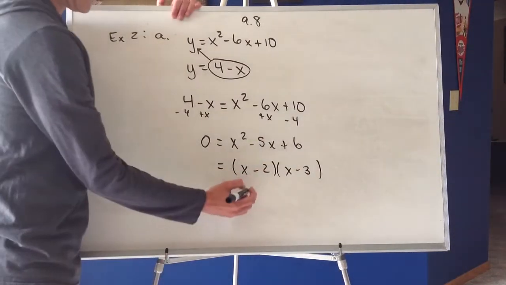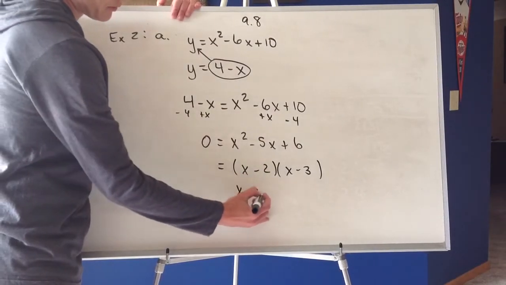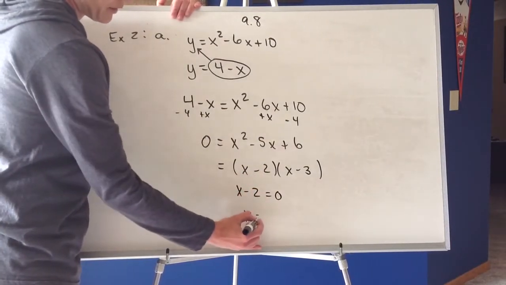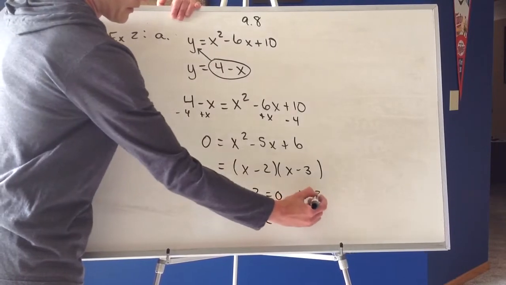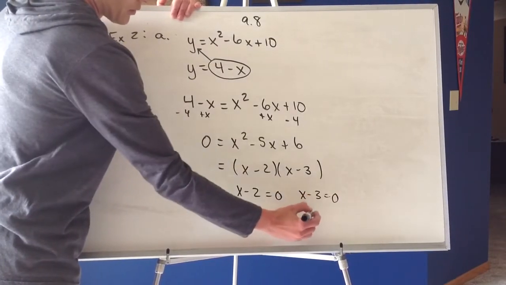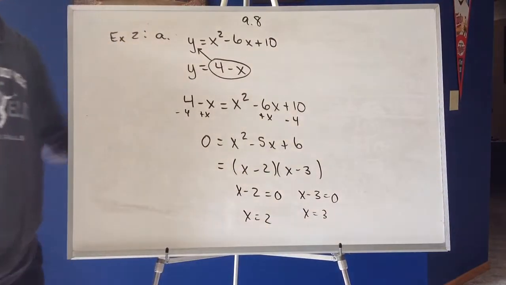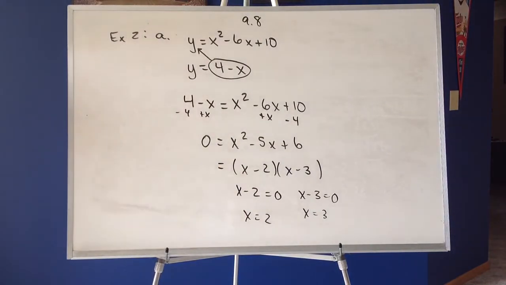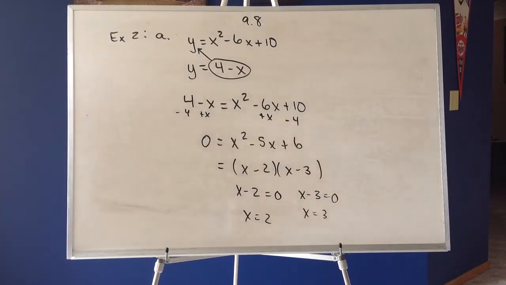So then if I set these equal to 0, I get x equals 2 and I get x equals 3. Now, typically that's been where we are done. However, all of the answers that we get for this section have to be points. That means I need an x and I need a y.